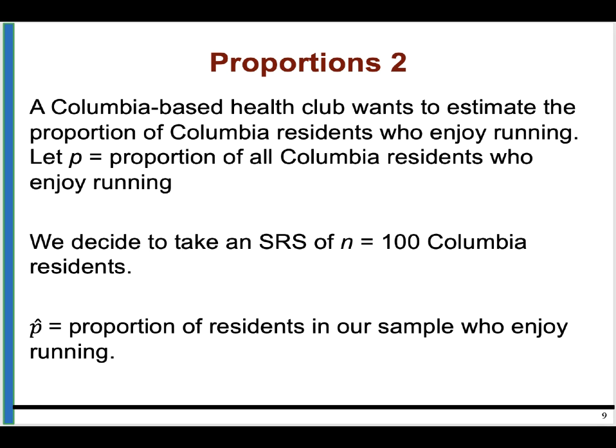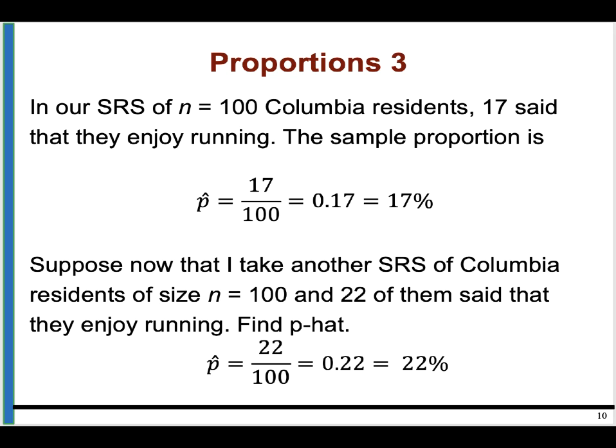So for example, if we had a Columbia-based health club wanting to estimate the proportion of Columbia residents who enjoy running, P would be the proportion of all Columbia residents who enjoy running. Instead of trying to ask every Columbia resident, we'll just take a simple random sample of size 100. P hat is going to represent the proportion of residents in the sample who enjoy running. So let's say that we found 17 who said that they enjoyed running.